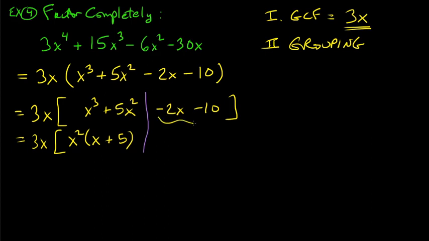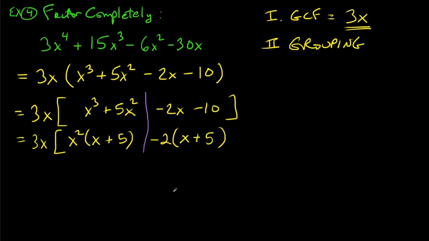Okay. Now, the last two terms. Factor out the GCF there. We have a negative 2 and a negative 10. They're both negative, but in particular, the first term is negative. So I'm going to factor out a negative 2. And that leaves us with x plus 5.